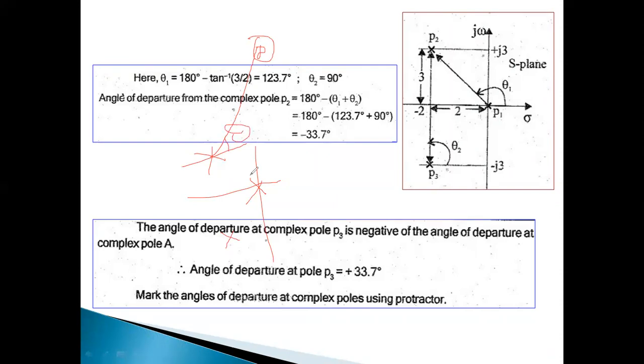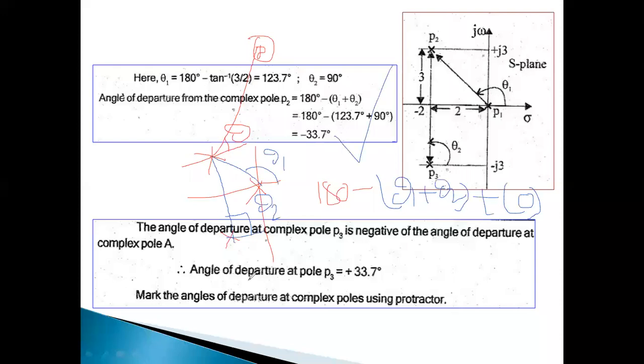So how to calculate the angle of departure? That is simply 180 minus the angles made by the remaining poles and zeros at this point. That means the angle made by this pole and the angle made by this pole. Here this is 90 degrees. Again, we have to calculate some theta 1 value. This is theta 2. So theta 1 plus theta 2. There are no zeros, therefore everything is 0. Simply you will get minus 33 as the angle of departure. Very easy to calculate.